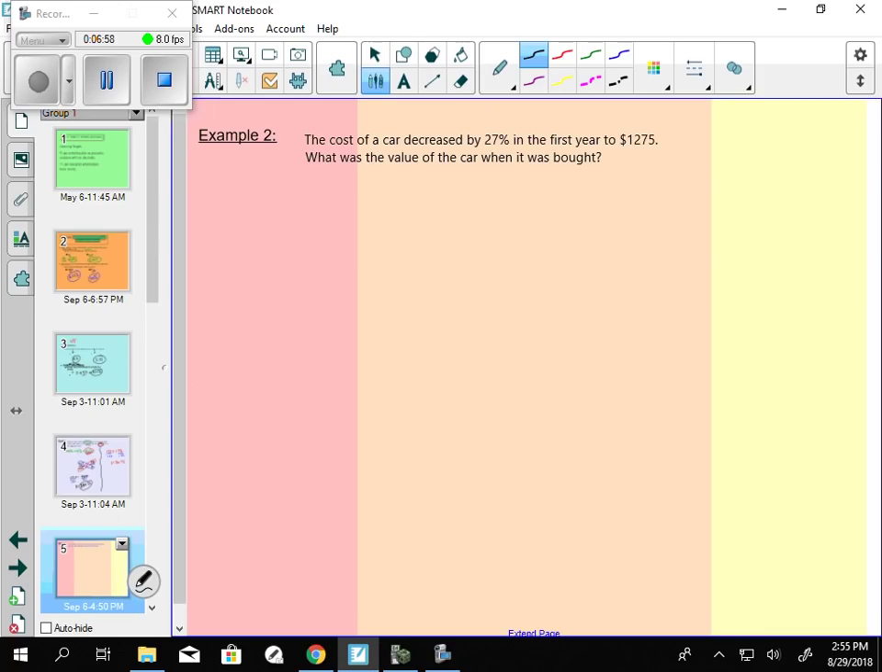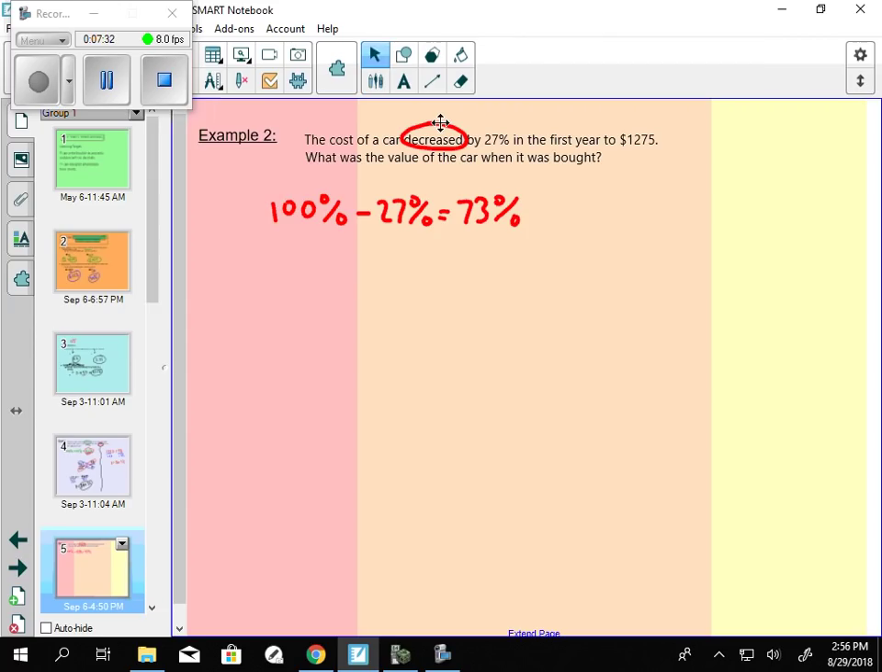All right, the next one, the cost of the car decreased by 27%. So similar to the last problem, we're changing our percentage, but here it's a decrease. In the last one we added, decrease tells us we want to take our 100% and now subtract this new percentage, leaving us with 73%. So our value is going to be 73% of what it was. Going through the rest of the problem, in the first year, $1,275. What was the value of the car when it was bought? See if you can now set up a proportion to solve this out.